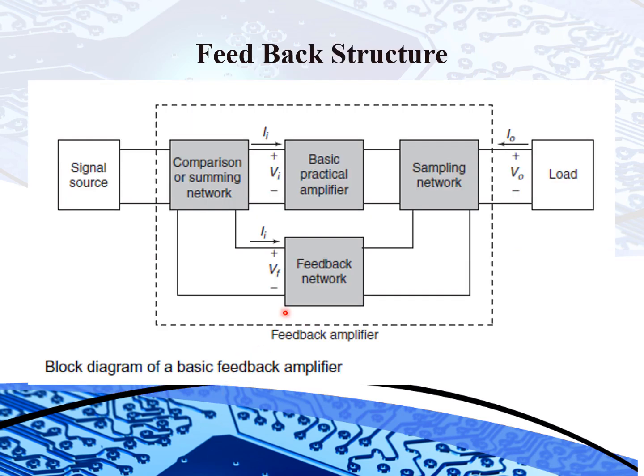Now, let us discuss the block diagram of the feedback amplifier. First, we have the signal source. Then we have the comparison network, also called the summing or mixer network. In between, we have the amplifier. Where the output gets sampled is called the sampling network, and it goes to the feedback network, and at last it goes to the mixer network. The load is at the end.